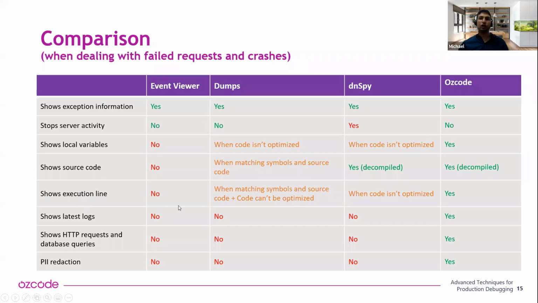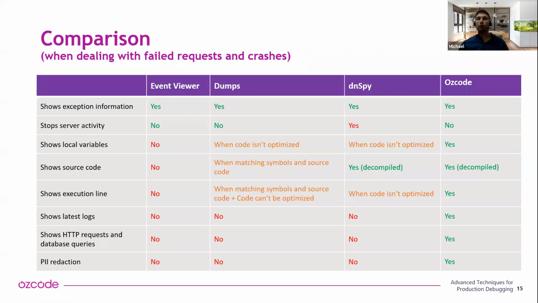And then we have features that are available only in Ozcode, like showing latest logs, showing HTTP requests and database queries that led to the exception. That's just in the same HTTP request. And PII reduction, which is a huge deal in many organizations.